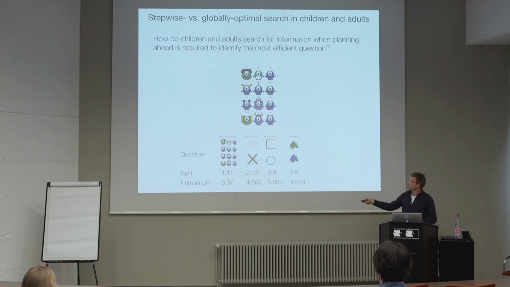So if you look at the numbers, you can see that this does not correspond to the split or information gain at all. In fact, the most interesting questions are these ones. So both induce the same split, 3 to 9. They have the same stepwise information gain, but they differ a lot with respect to the actual objective function, the number of questions that you need. So if you start with a shape feature, you will on average need 5.0383 questions. But if you start with a color feature, you will need fewer questions, 4.58.